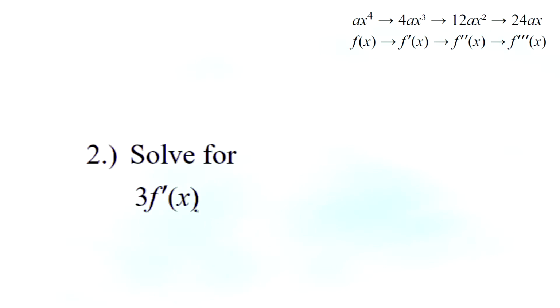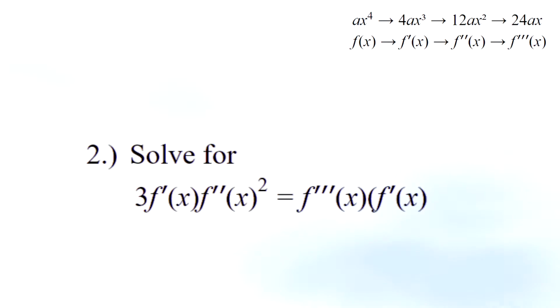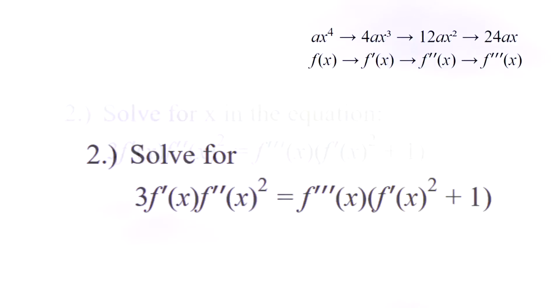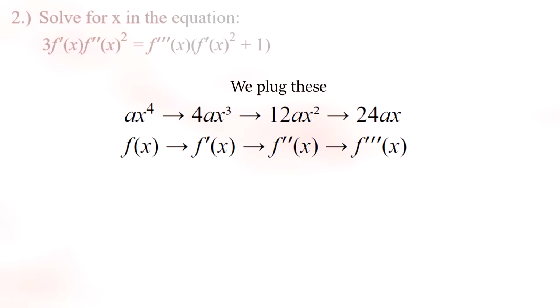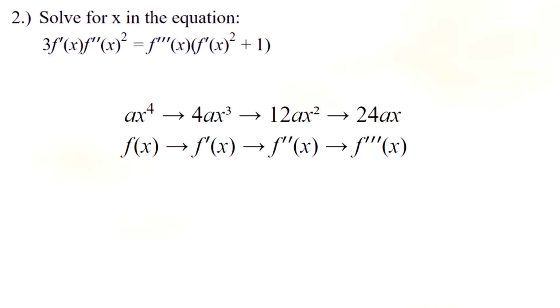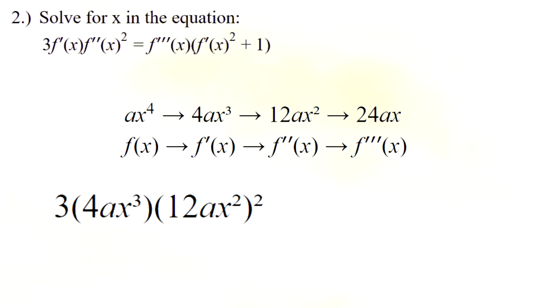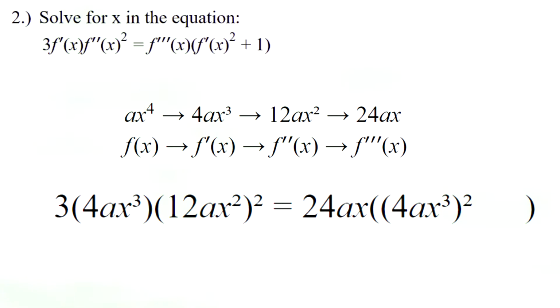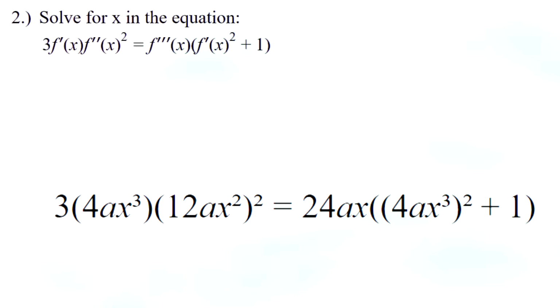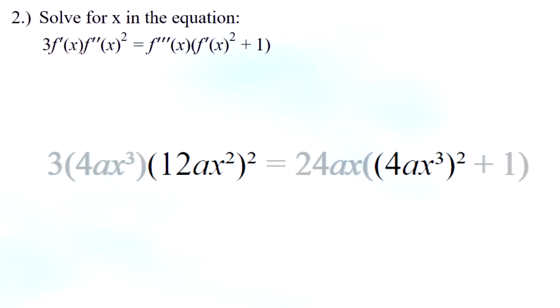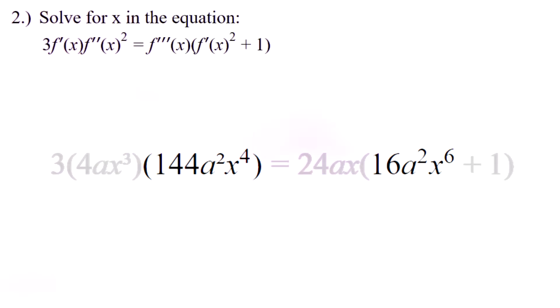Solve for 3 f prime x, f double prime x squared equals f triple prime x times f prime x squared plus 1. Now that we have our derivatives, we plug them in, where we have 3 times 4ax cubed times 12ax squared equals 24ax times 4ax cubed squared plus 1. Expanding the two enclosed squares from every side, we get 144a squared x fourth and 16a squared x sixth.